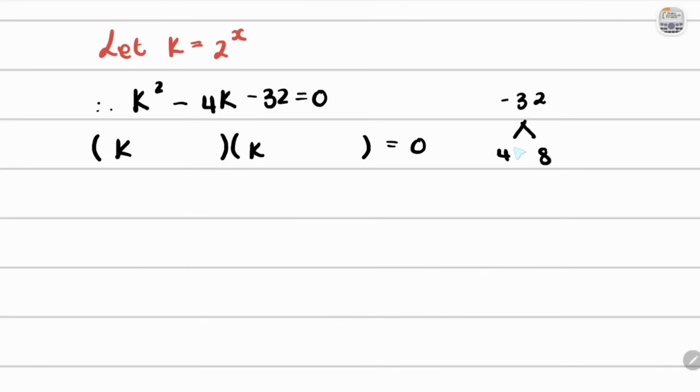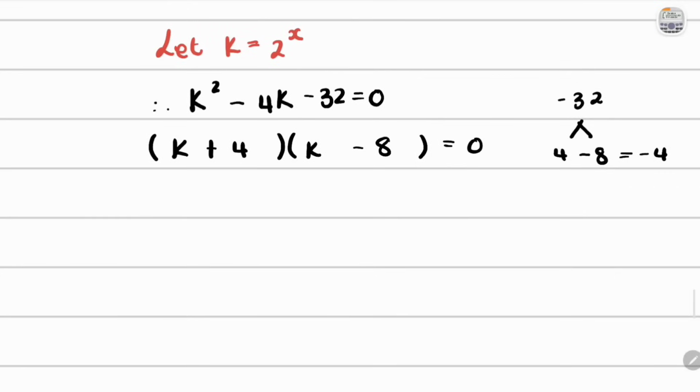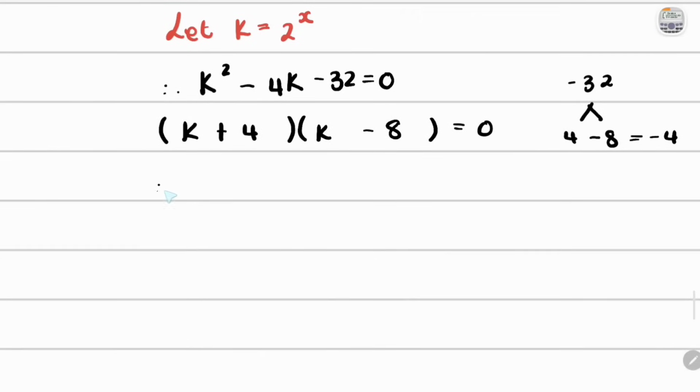Okay, so now we know one of it needs to be negative since 32 is negative. Which should be negative so that the middle remains negative? The 8, the bigger factor. So if this is positive 4 and negative 8, we know positive 4 minus 8 is equal to negative 4. Okay, so let's solve for k. This therefore means that k is equal to negative 4 or k is equal to positive 8.